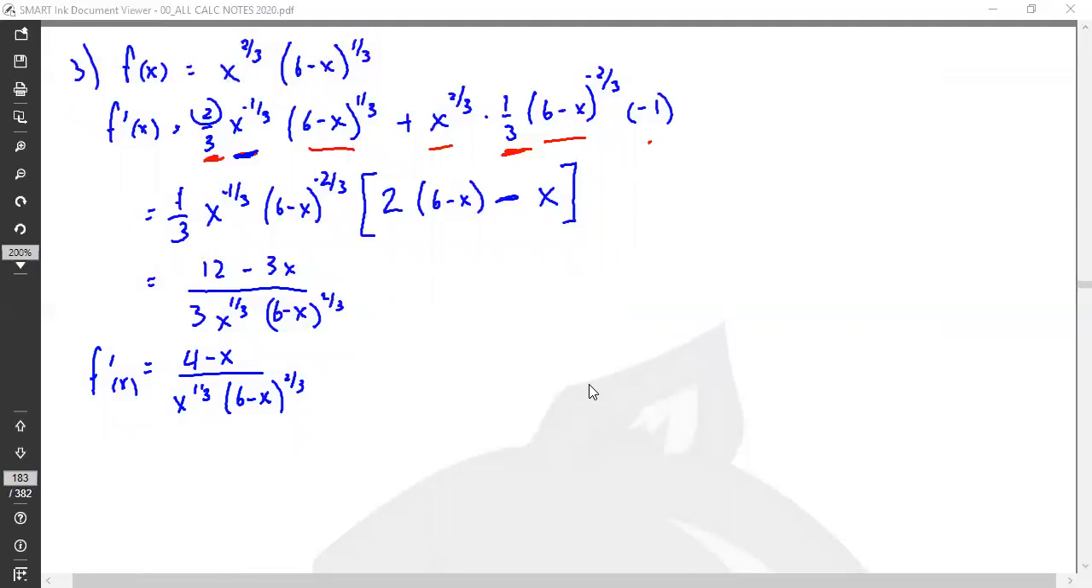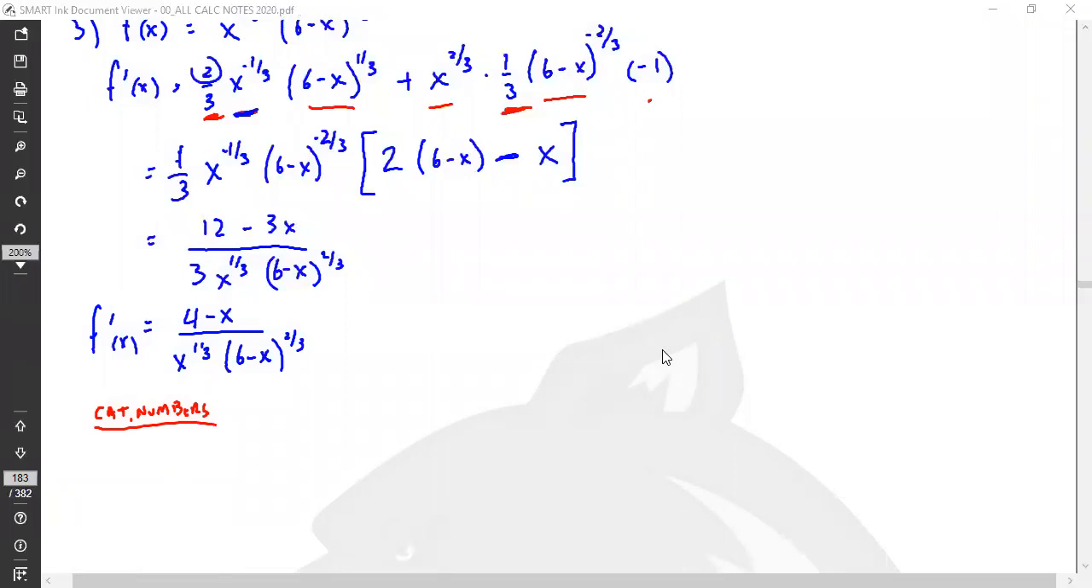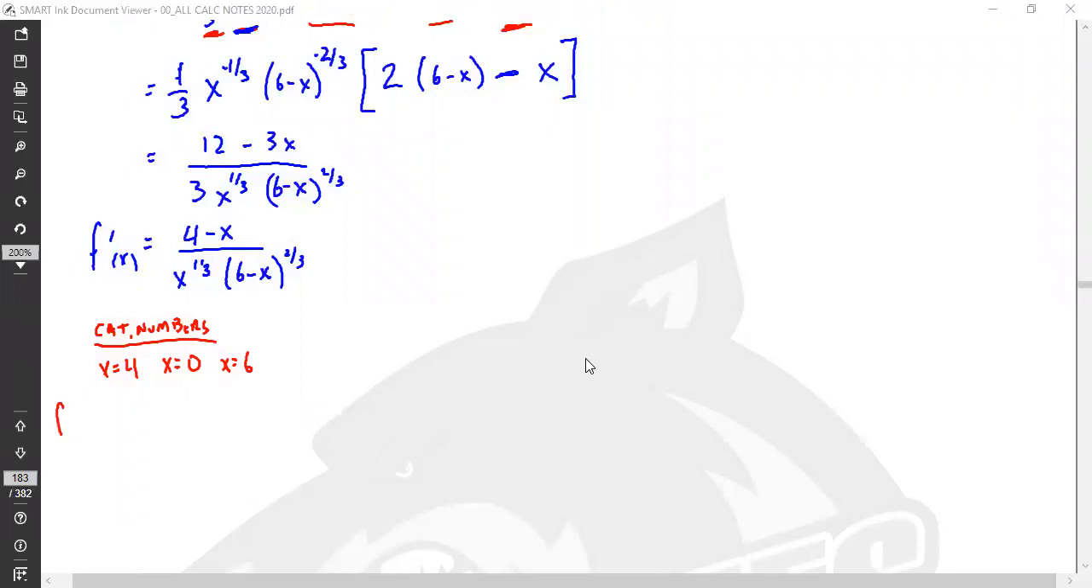All right, critical numbers. Where is this either equal to 0 or where is it not defined? It's equal to 0 when x is 4 because of the numerator. For the denominator, x equals 0 is going to make the denominator 0, and x equals 6 is going to make the denominator 0. So those are our critical numbers. So we need to look at f prime around all of those points here, 0, 4, and 6.